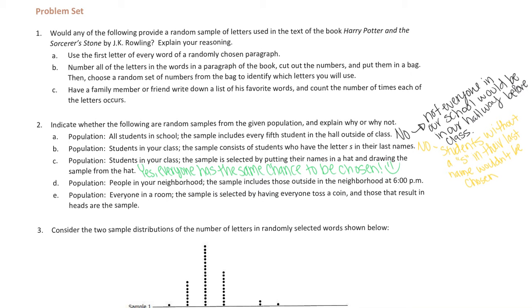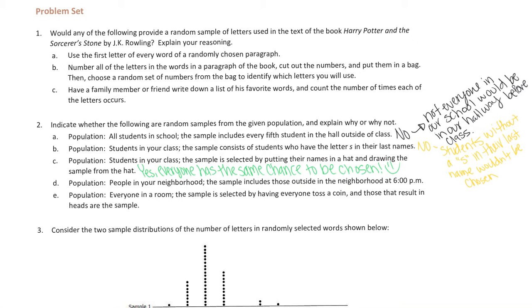All right, D. The population is the people in your neighborhood. The sample includes those outside in the neighborhood at 6 p.m. So for our response, is everybody usually out of their houses, outside, maybe playing, barbecuing, running, maybe taking the dogs outside at 6 p.m.?